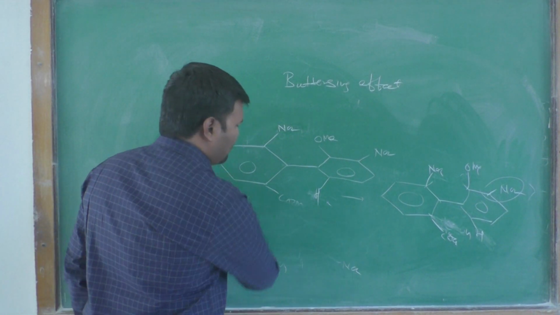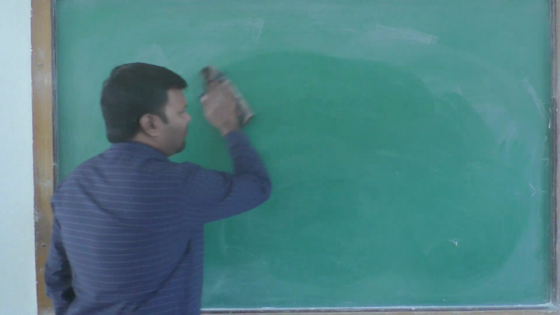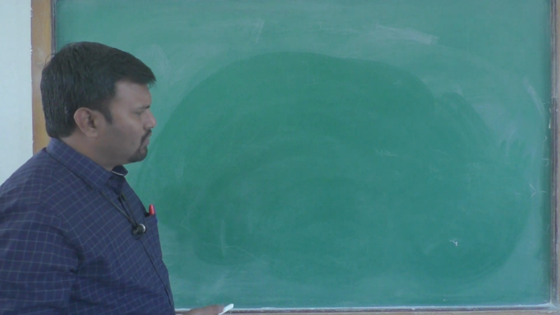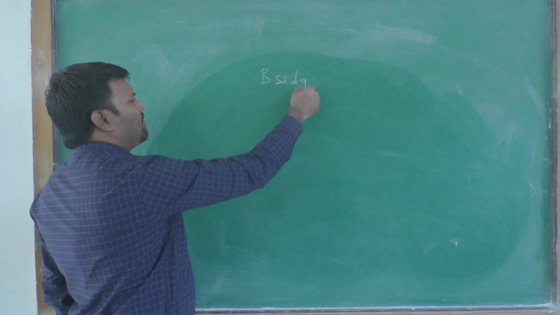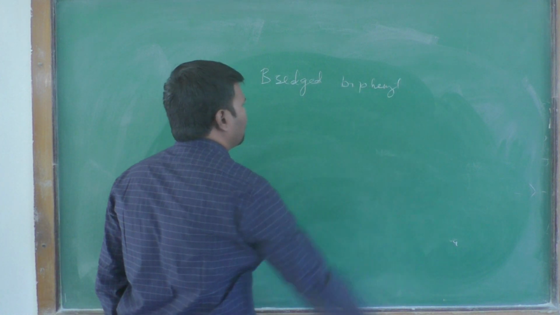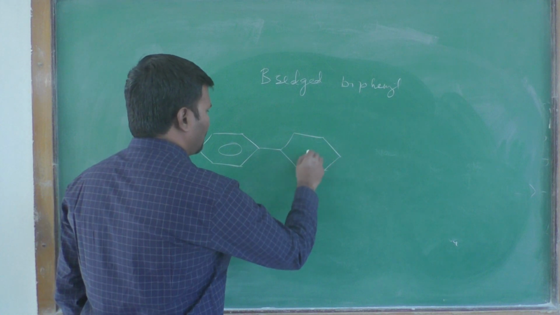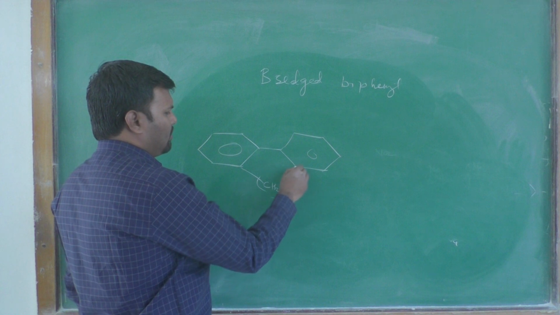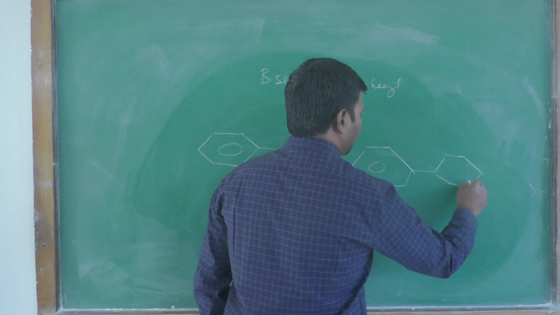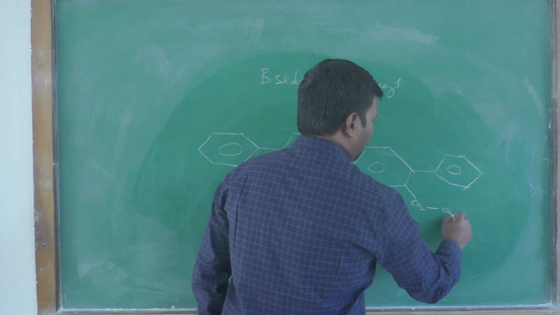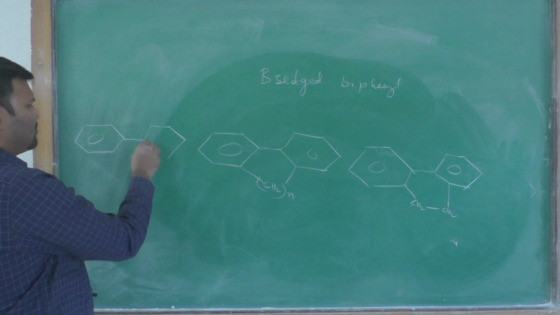Now we have some other examples of biphenyl compounds where there is a cyclic compound. That is bridged biphenyls. Okay, if suppose our biphenyl is like that, with CH2 and N, and the second one is another compound where N appears twice, and we also have a third compound. Okay, that is a bridged compound.